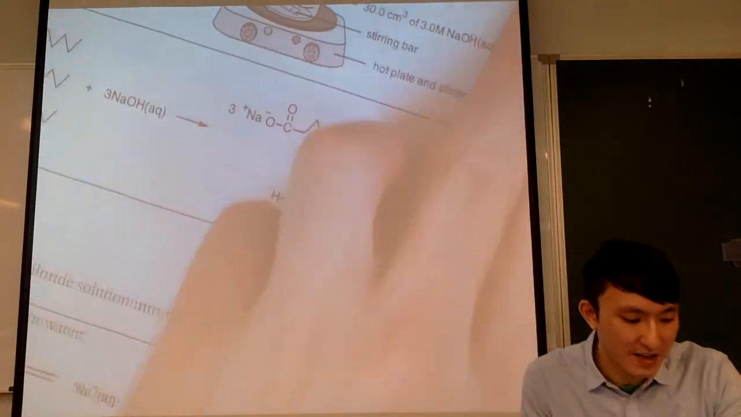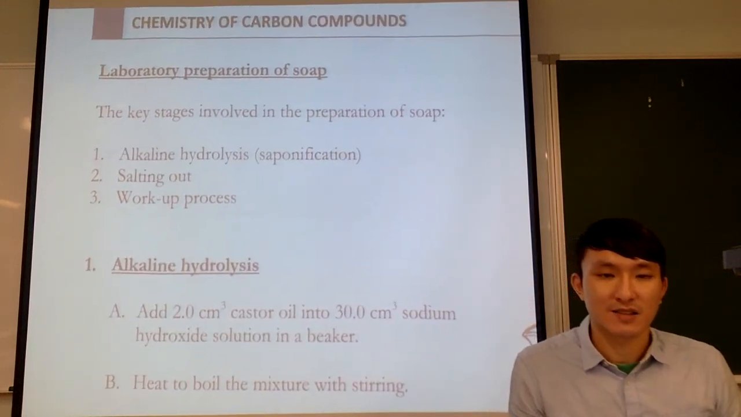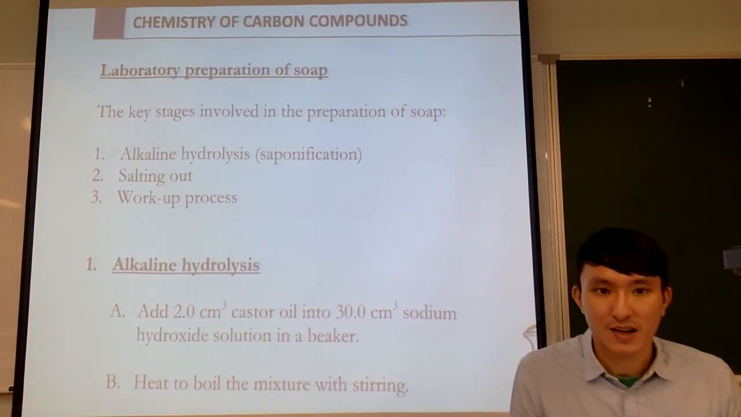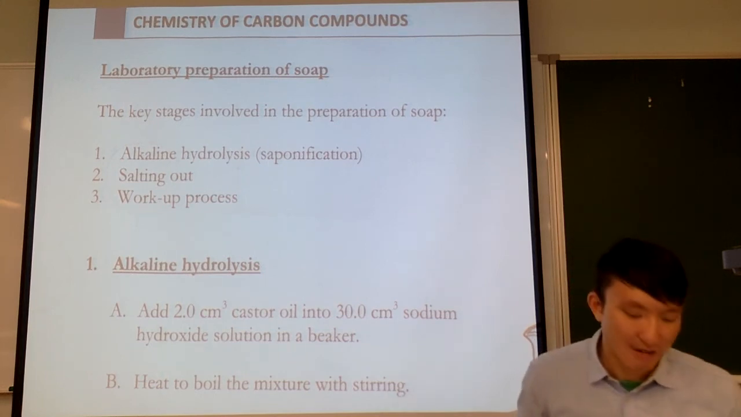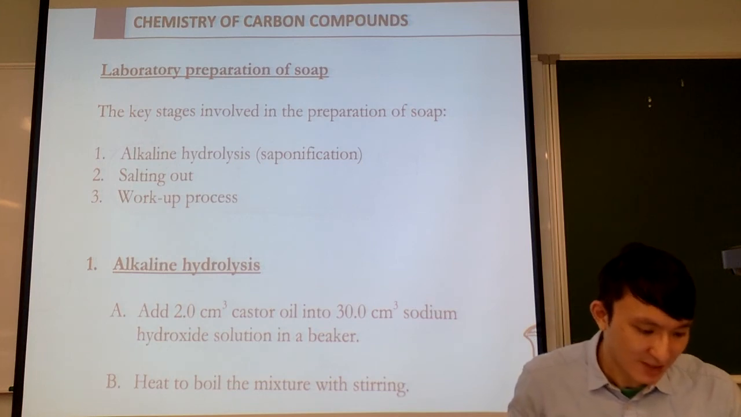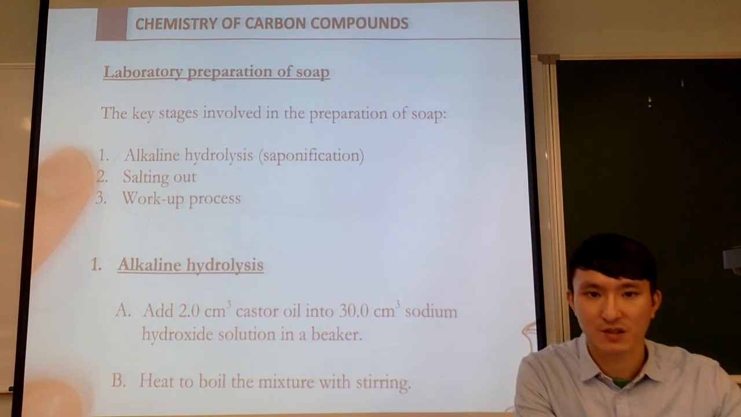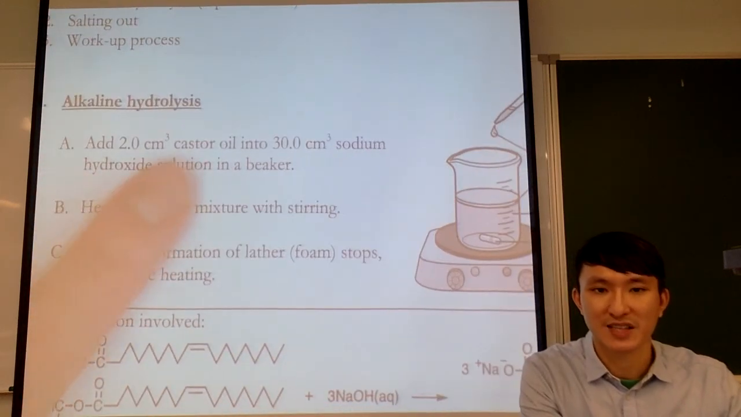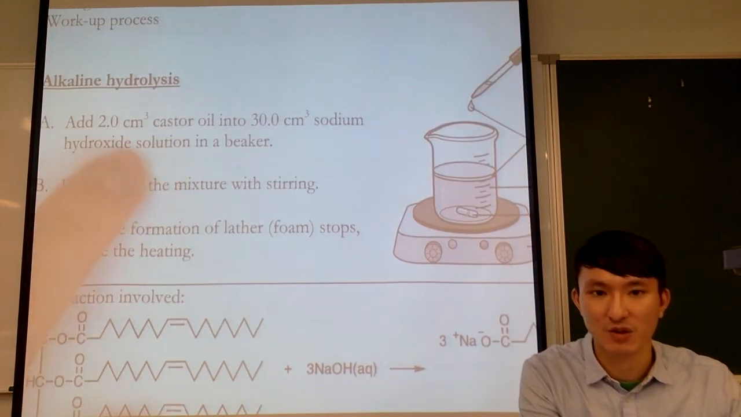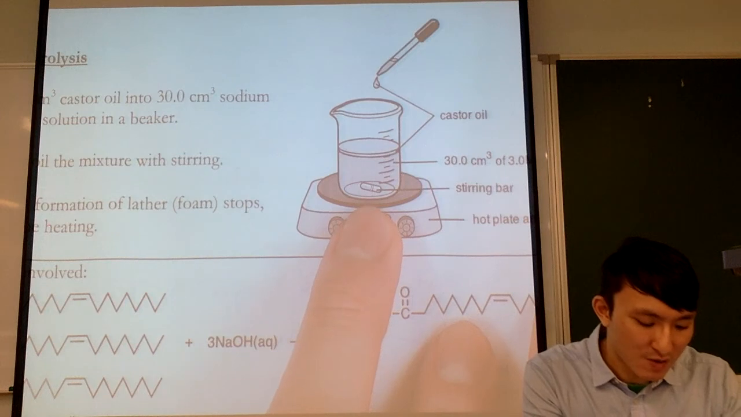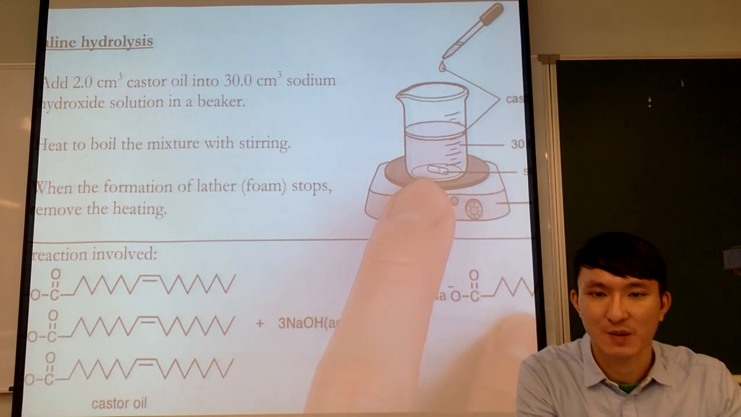Okay, so the last part here, let's quickly talk about it. This part is the laboratory preparation of soap. You can make soap in the lab. It's not too difficult. And there are three important stages. First of all, we perform the alkaline hydrolysis or the saponification. We use castor oil, our raw material, and add it to sodium hydroxide solution, and then we heat it because alkaline hydrolysis requires heating, and we also need to stir it.